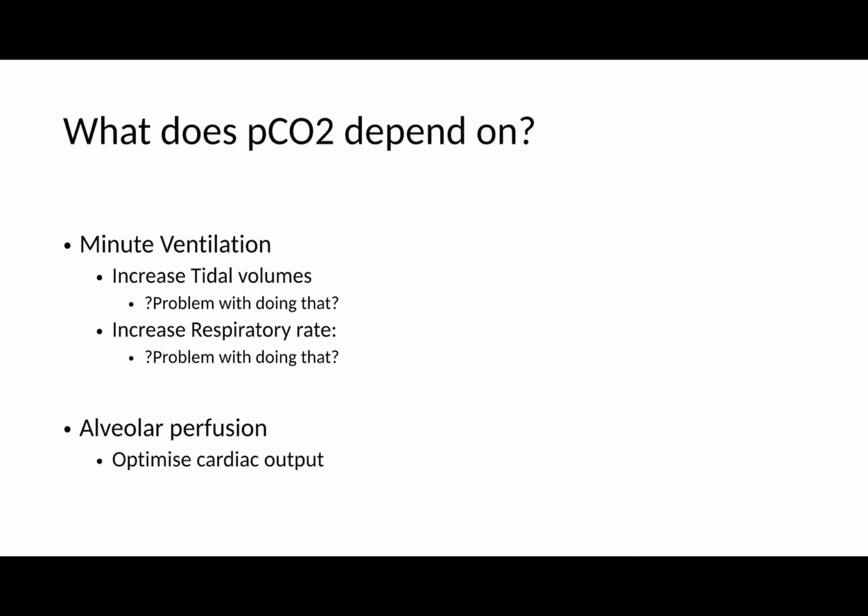If you make it only 300 mils per breath, the tidal volume, and do that at 10 breaths per minute, you are now only getting 3 litres per minute. So you can see there's a 2 litres per minute reduction in minute ventilation just by reducing the tidal volume and keeping the respiratory rate the same.